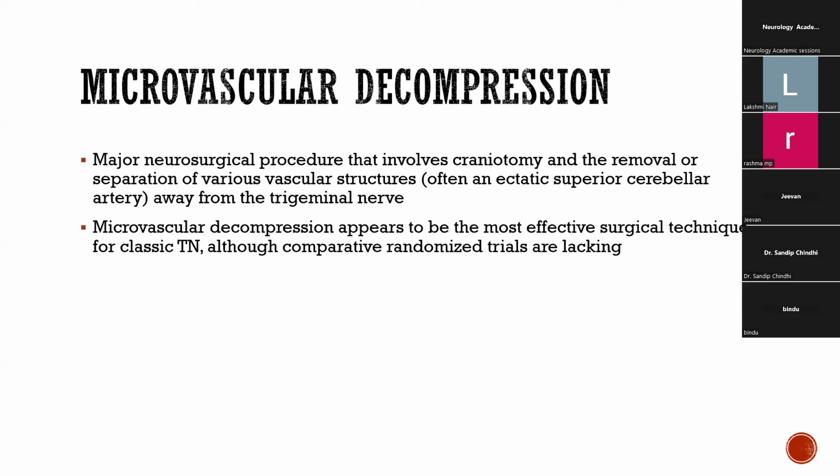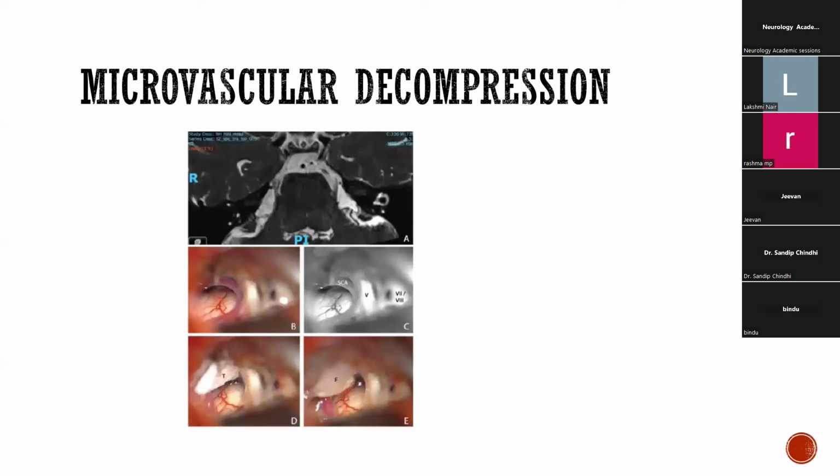It involves craniotomy as well as removal or separation of various vascular structures. Microvascular decompression is the most effective surgical technique for classical trigeminal neuralgia.